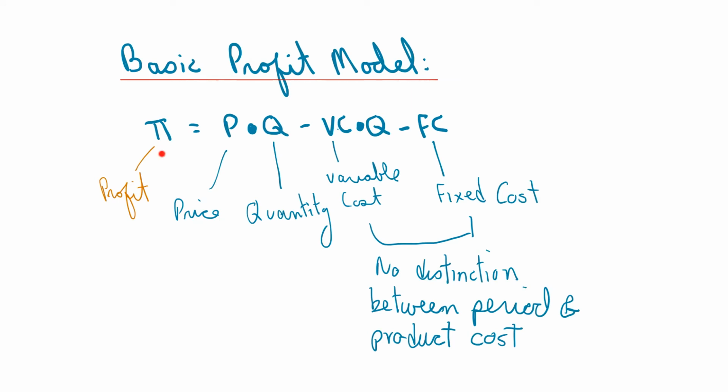Let's let pi equal profit, and profit is equal to revenues, which is price times quantity, minus variable cost, which is the variable cost per unit times quantity, minus the total amount of fixed cost. Notice that I make no distinction between period costs and product costs here. All I care about is whether a cost is a variable cost or a fixed cost.